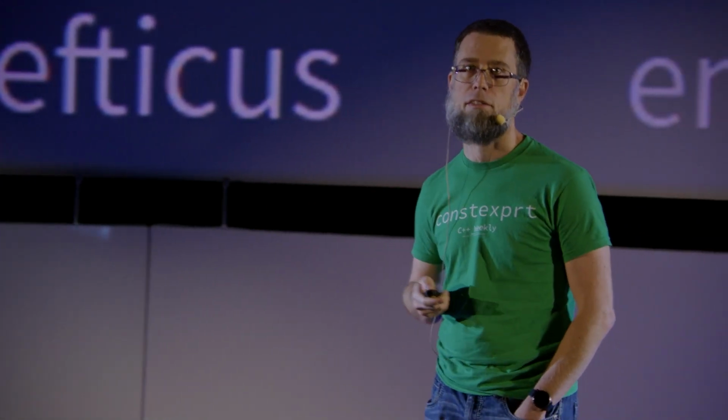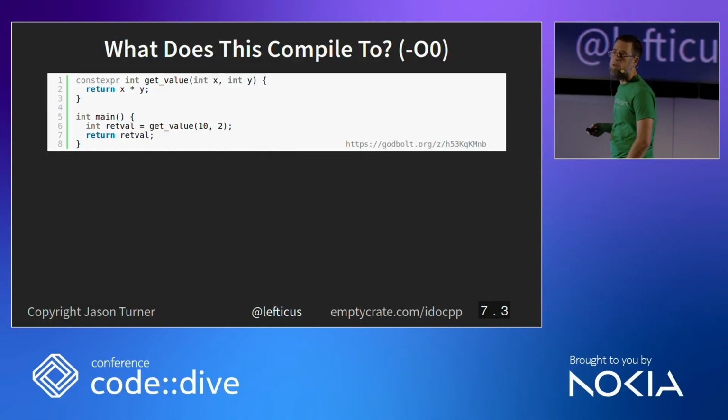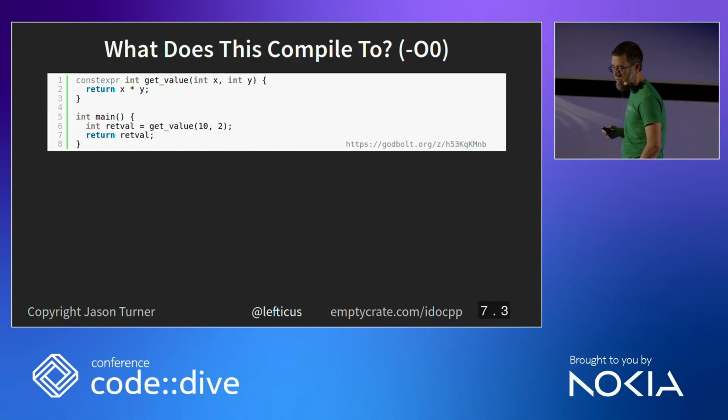Because I'm still cheating, right? I'm still initializing a const integral with a constant expression. It's therefore implicitly a constant expression. This becomes a compile time value. Now what does this look like? I just remove const from the ret val. I'm in O0. I'm going to run this program. What does this look like?